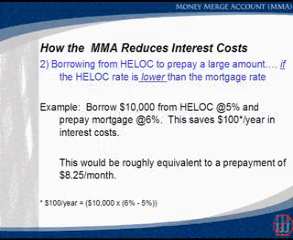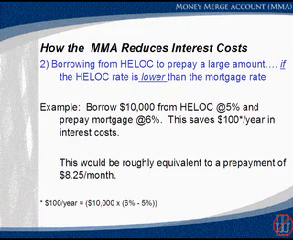The second strategy of the money management account to reduce interest costs is to borrow money from the home equity line of credit to prepay the mortgage. Here's an example. Borrow $10,000 from your home equity line of credit at 5% to prepay your mortgage at 6%. This saves $100 a year in interest costs. This would be roughly equivalent to a monthly prepayment of $8.25 per month.